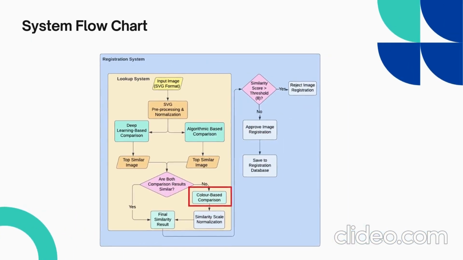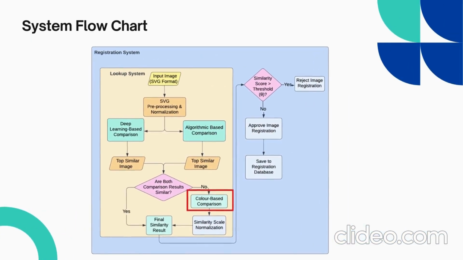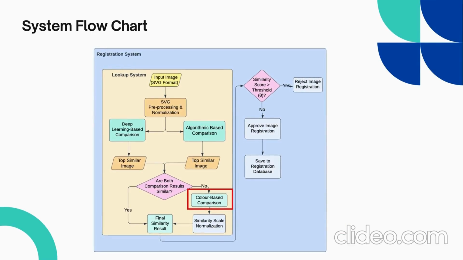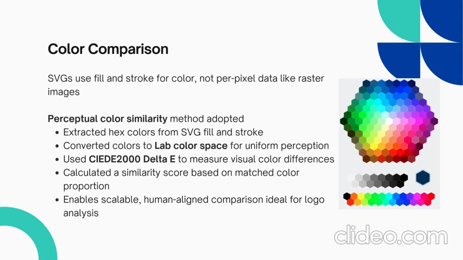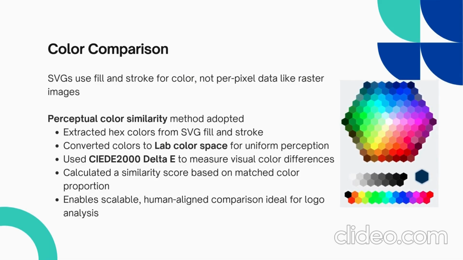If our main pipelines disagree, we use color comparison as a tiebreaker, providing an additional layer of verification when shape alone isn't enough. Color comparison in SVGs is tricky. Our method extracts all hex color codes, converts them to the LAB color space, which mimics human perception, and uses a standard formula to measure the visual difference. The final score reflects the proportion of matched colors, giving us a human-aligned measure of color similarity.